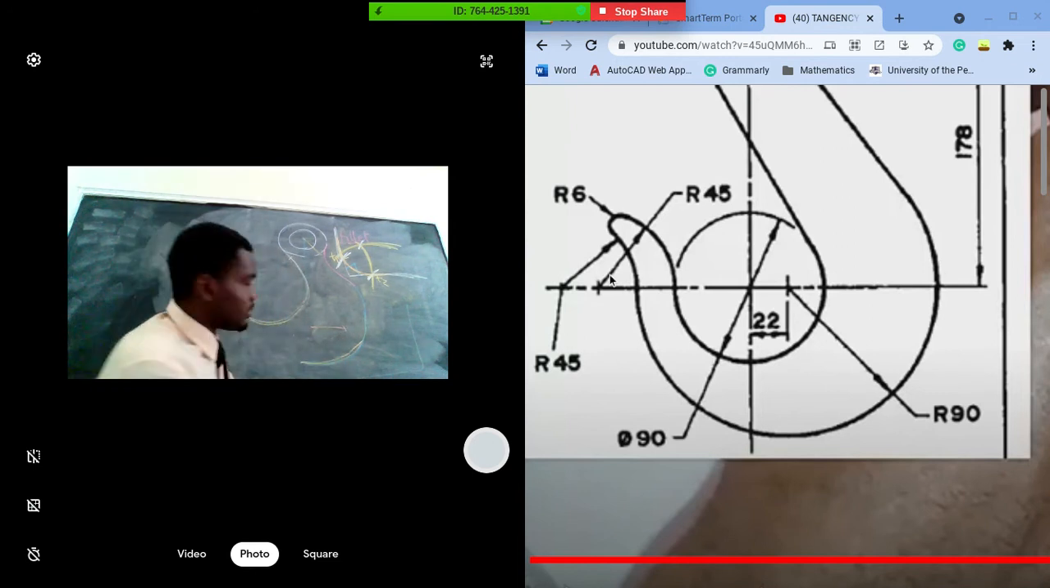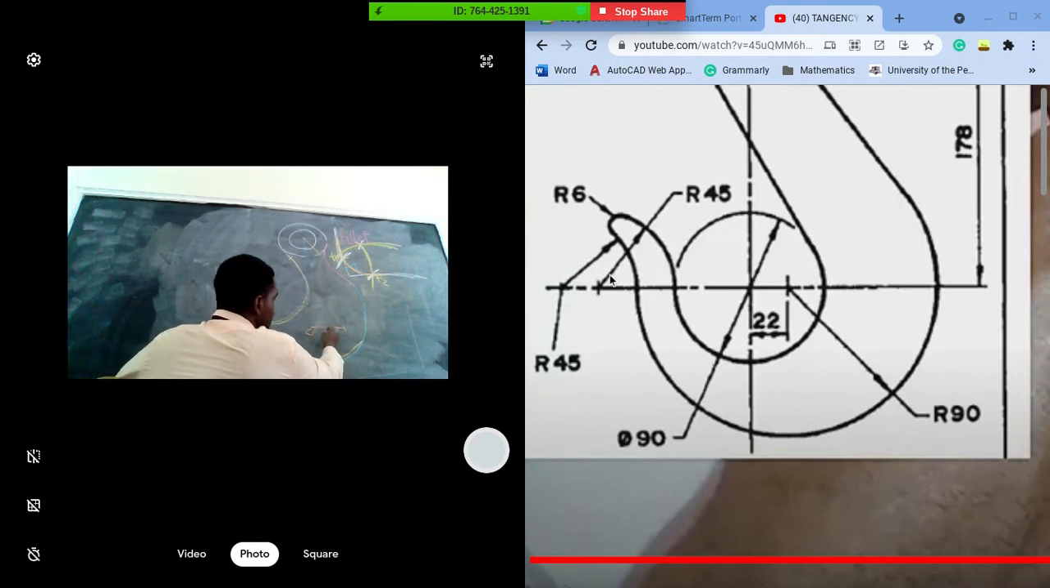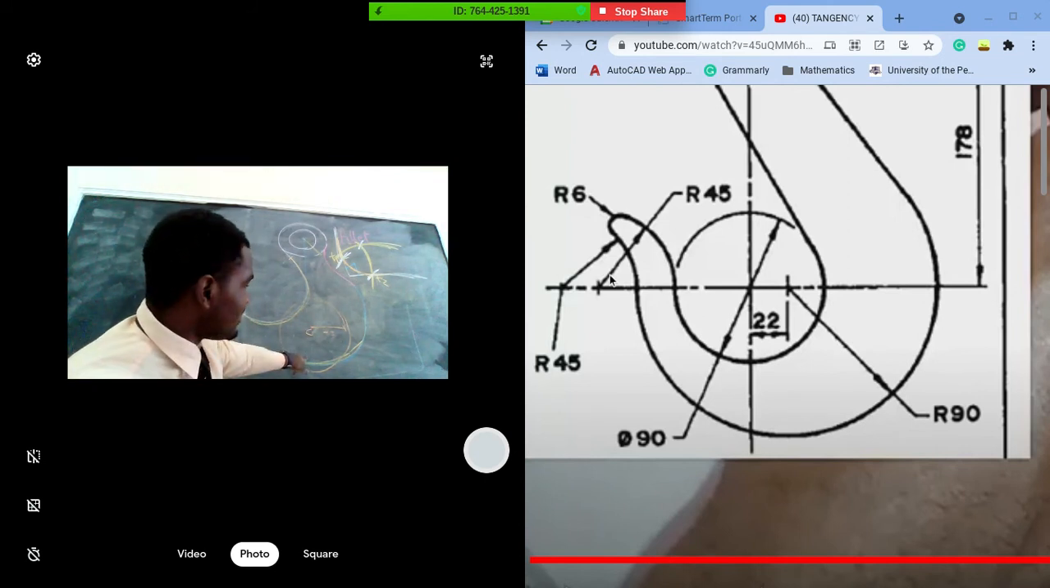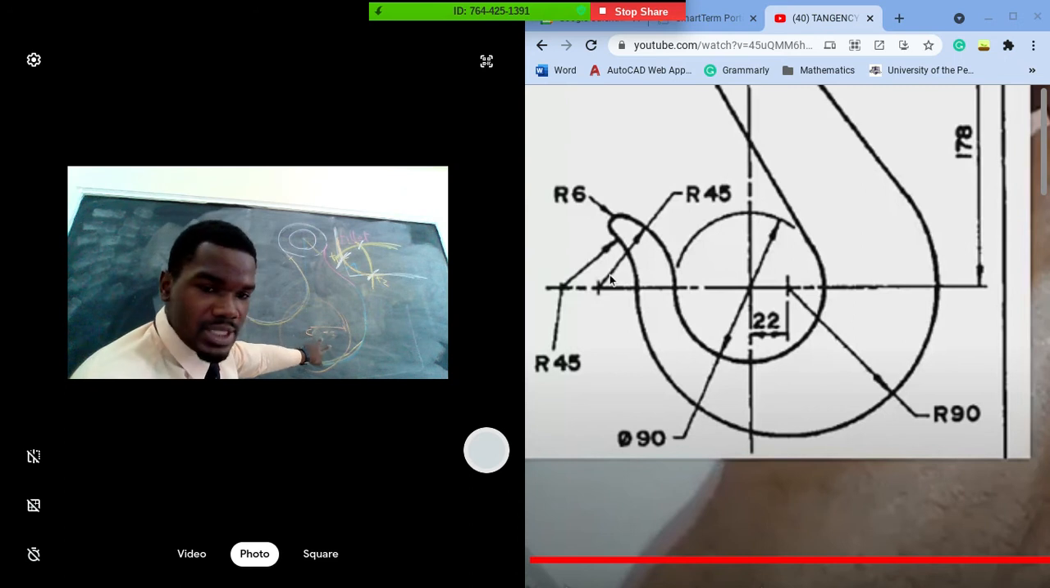So let me draw it for you. So this is the center point. This is the 45 millimeters. And now when you use your compass, you can turn it into a full circle. And that's a perfect circle on the board there. Alright? So you understand this part, correct?